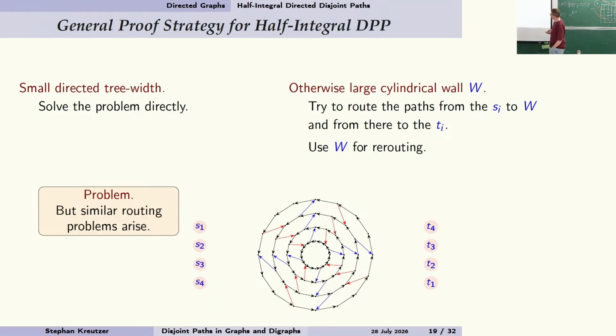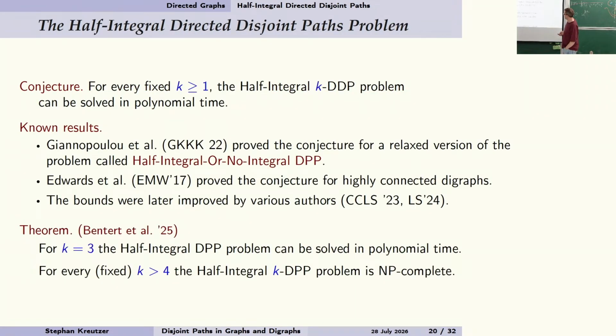And this kept us busy for a long time, until last year. The reason we couldn't prove it is because it's actually false. So for every number k bigger than 4, the half-integral k-disjoint path problem is NP-complete. So there's simply no way of avoiding these small separation problems. The only case where it works is for 3. There we can use the approach on the previous slide to get it to work.